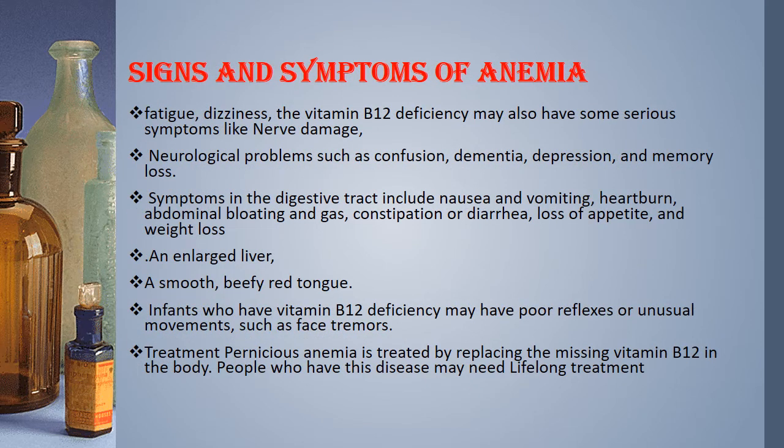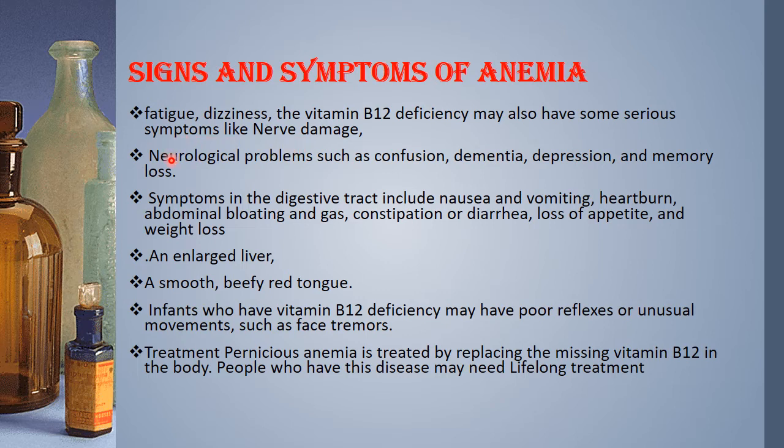So as a general talking, what are the signs or symptoms of anemia? Those types of patients may complain of fatigue, dizziness. The most important thing, those types of patients may complain of neurological problems, such as confusion, dementia, depression, and memory loss. In addition, symptoms in the digestive tract, including nausea, vomiting, heartburn, abdominal bloating and gas, diarrhea, loss of appetite.